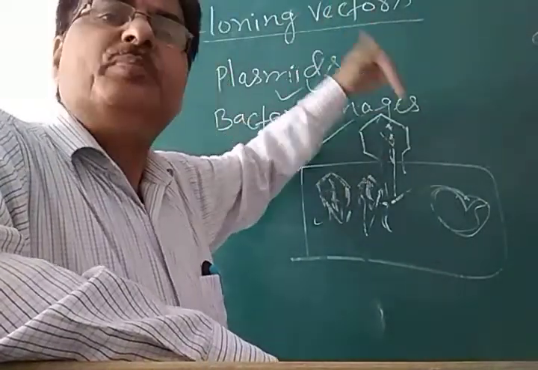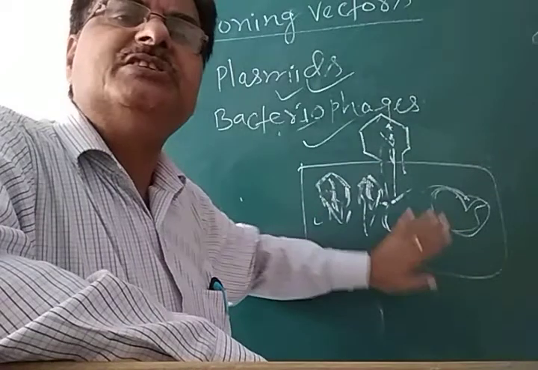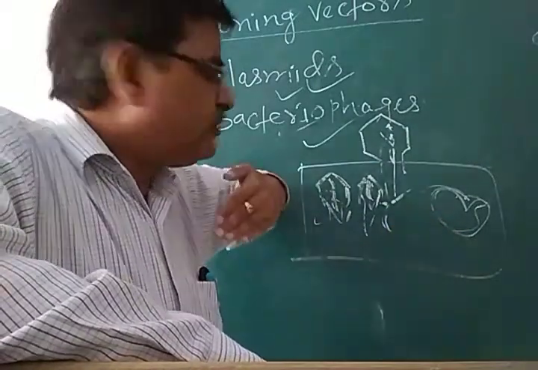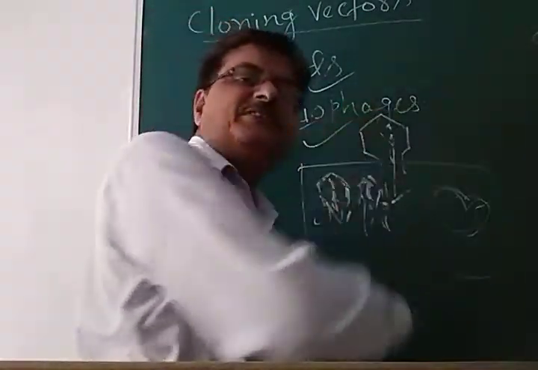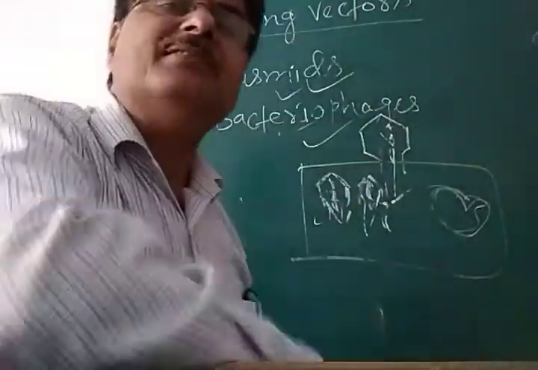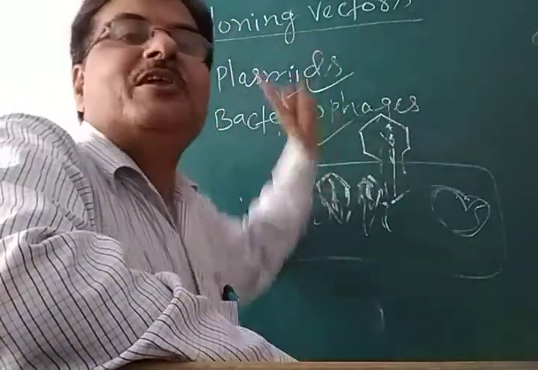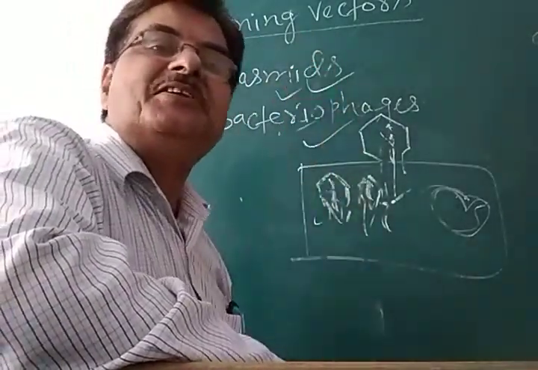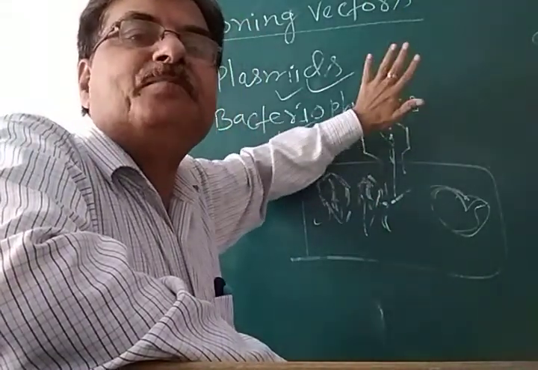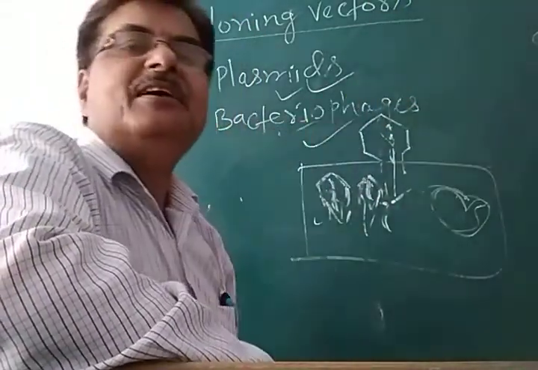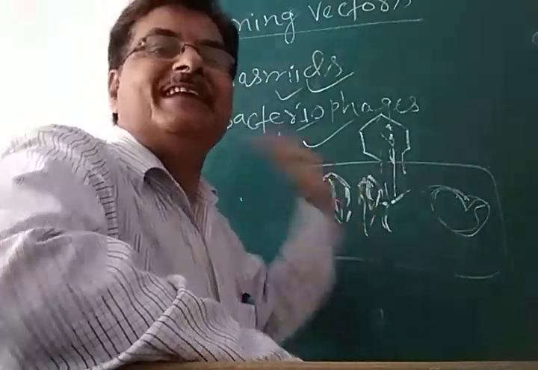When a bacteriophage infects a bacterial cell, it multiplies and reproduces in that bacterial cell and produces a large number of its copies. So that alien piece of DNA will also be produced in large number. So we can say that out of these two cloning vectors, plasmids and bacteriophages, bacteriophages are the better cloning vector because of their very high copy number per cell.